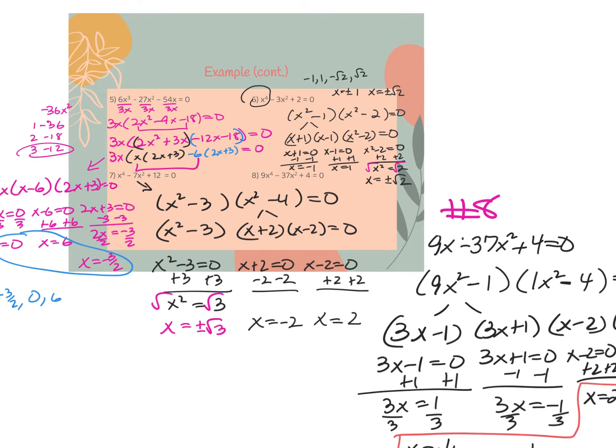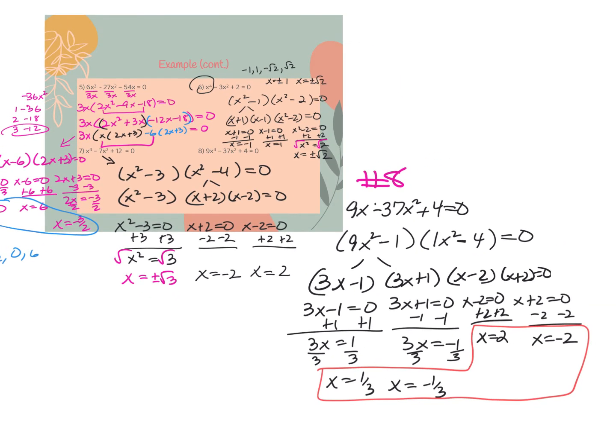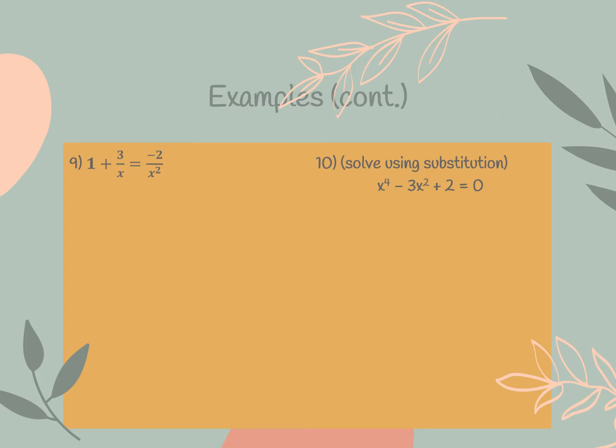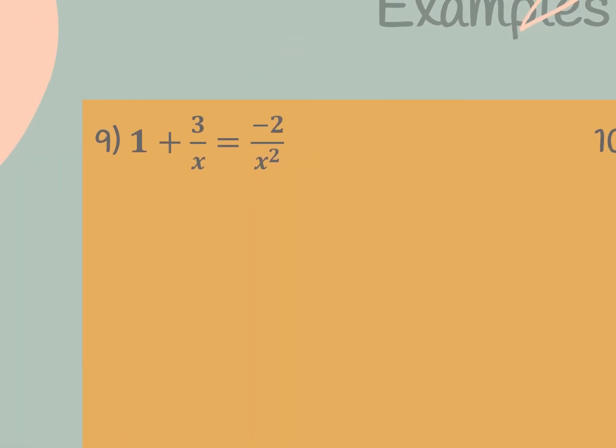And then at the beginning of the slide, I actually did number 8 first. The slide was a little backwards. So that is it. All right, number 9, still a review from chapter P. It's just a rational equation. I'm going to get rid of the fraction. My LCD is going to be x squared.